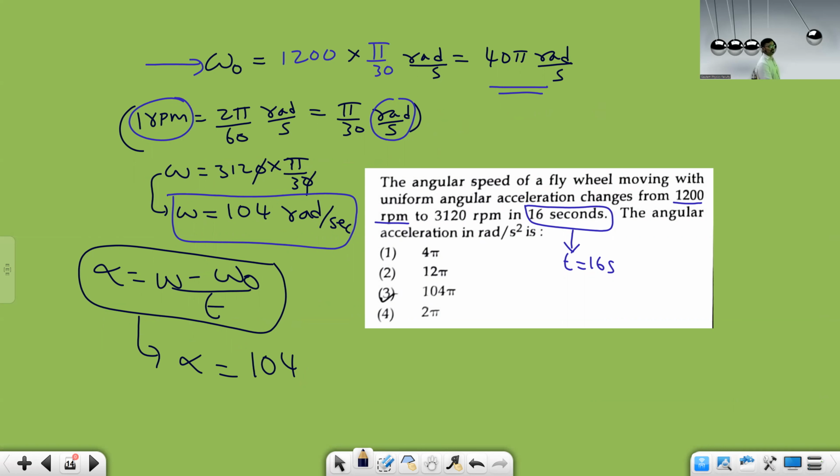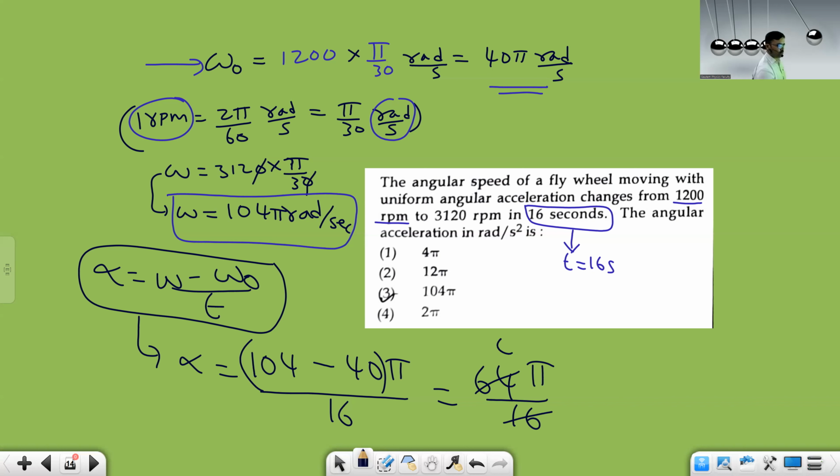104 pi minus 40 pi. Well, I'll take pi common outside. Here also I have to write pi, I forgot to write pi here. So I take pi common in both cases. The t value is how much? 16. So 104 minus 40, I can write it as 64 pi by 16. 64 by 16 is nothing but 4. So I can get the answer as 4 pi.